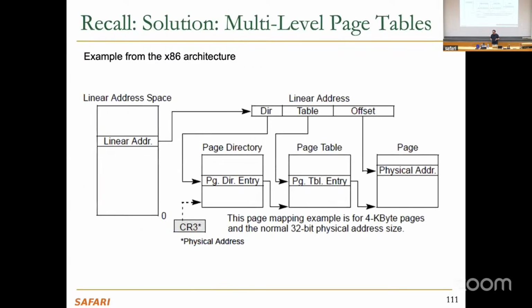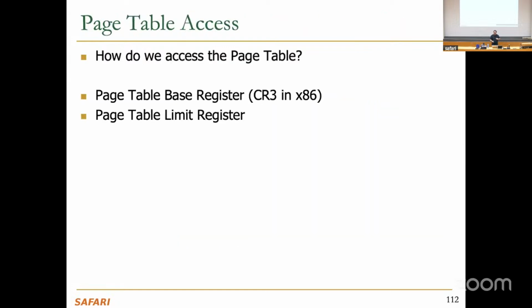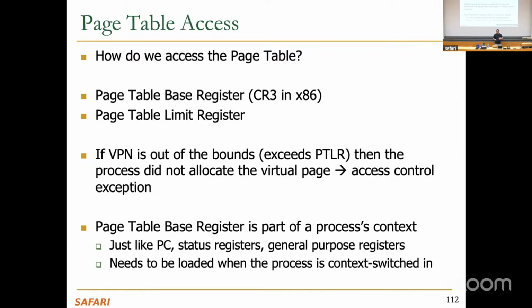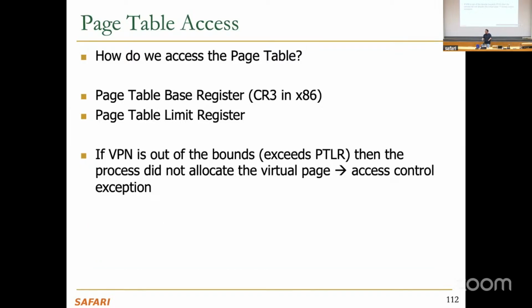And in modern systems, recall that we're using multi-level page tables. They do not use just a single level. Each one of these levels is used to store pointers for the next level. And if the pointers are not valid, we do not need to store the next level, basically. So how do we access the page table? With a page table base register. And if the VPN is out of bounds, then the process did not allocate the virtual page, which is an access control exception. If you see segmentation faults, that's why they happen, because you try to access a virtual page that was not there in your page table. And the OS figured out that you don't have access to this page.